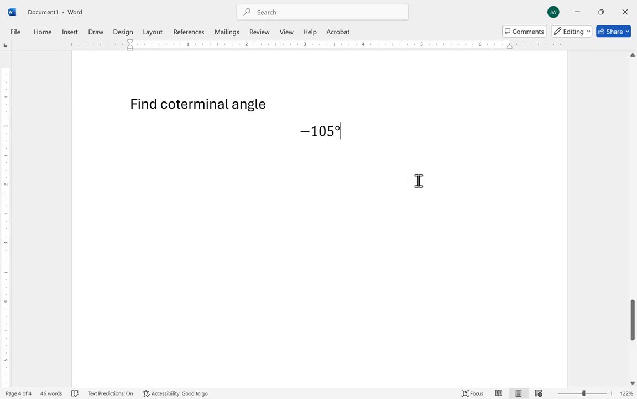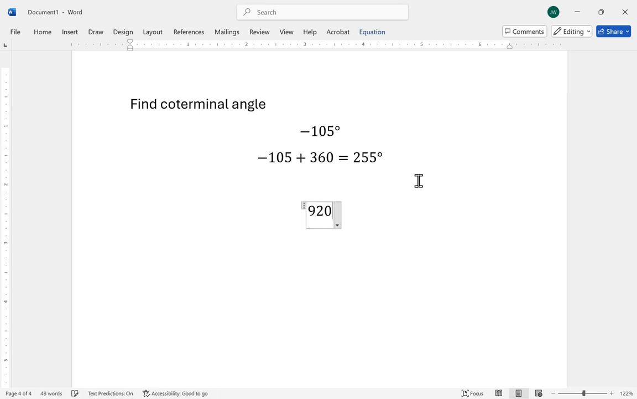So we want to find the coterminal angle that's between 0 and 360. We would simply take negative 105, and I'm going to add 360 to that. When I take negative 105 and then add 360, I get 255. That's between 0 and 360, so I'm done. 255 degrees is a coterminal angle with negative 105 degrees.